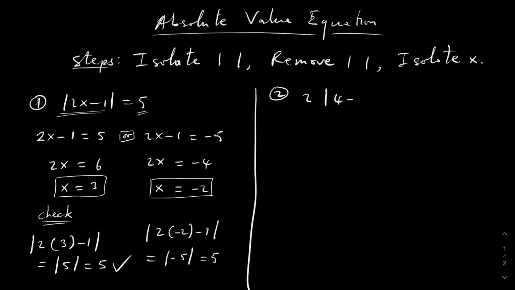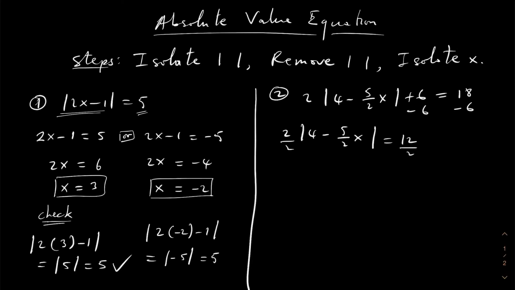So our second example here is 2 multiplied by the absolute value of 4 minus 5 divided by 2x, and plus 6 equals 18. First thing we need to do here is isolate the absolute value term. So you're going to have negative 6 on both sides, which is going to give you 2 absolute value of 4 minus 5 over 2x equals 12. Then divide both sides by 2, which is going to give you absolute value of 4 minus 5 over 2x equals 6.